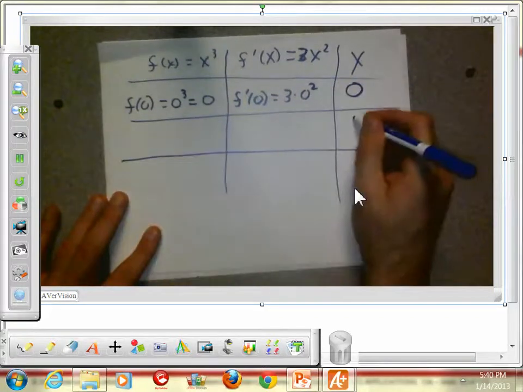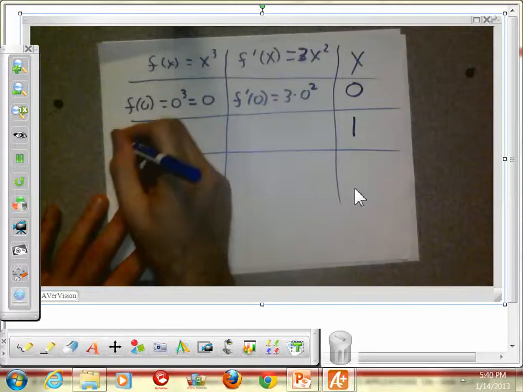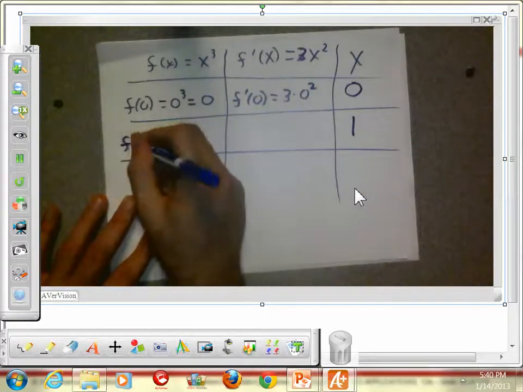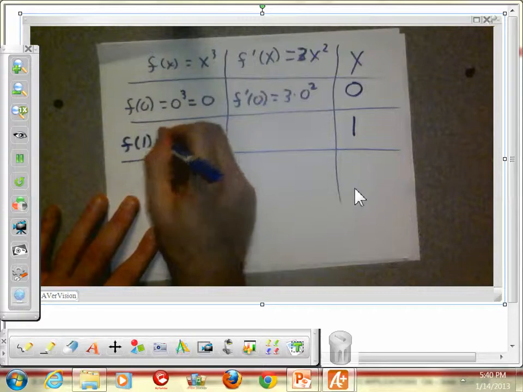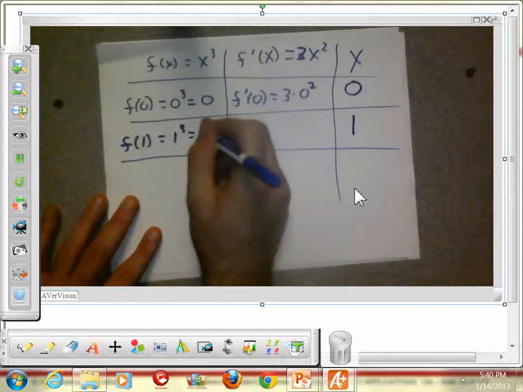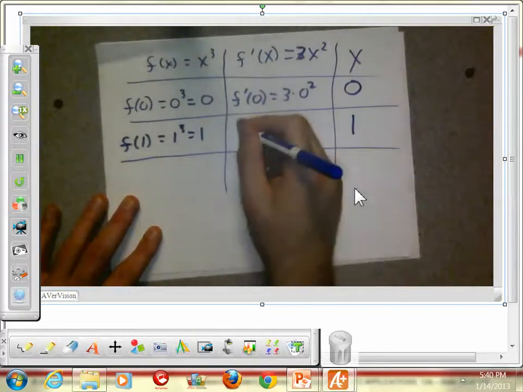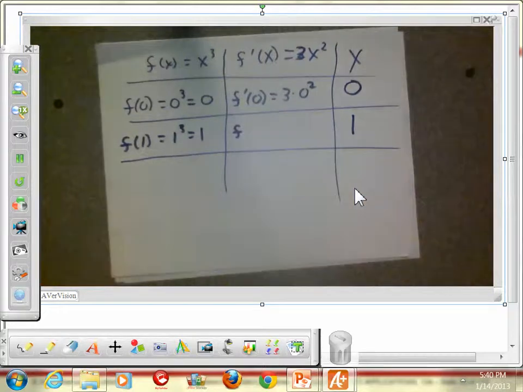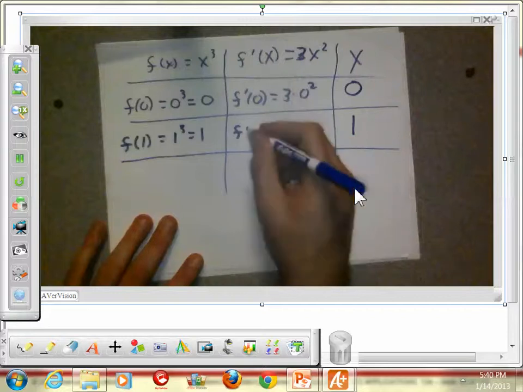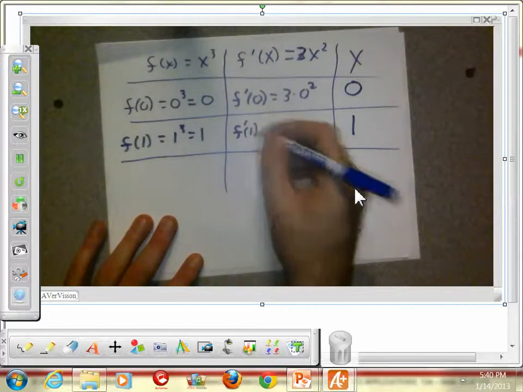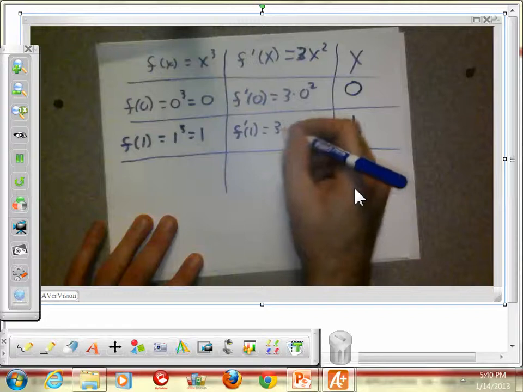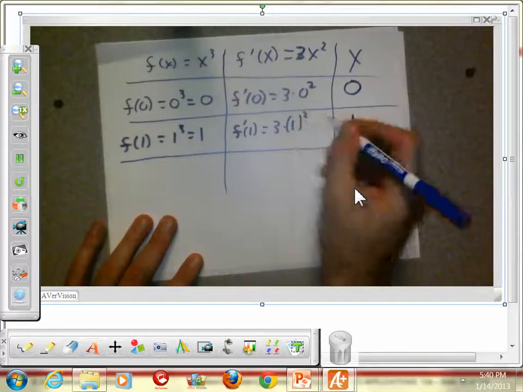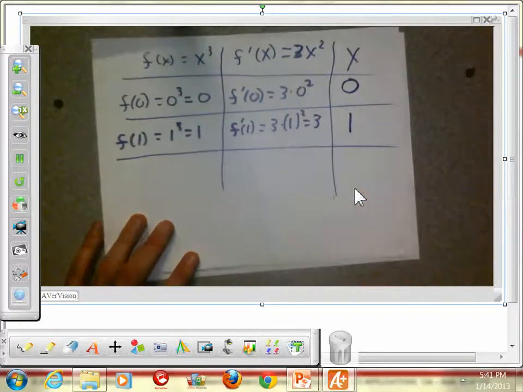Well, what if x is 1? Well, if x is 1, the value of the function f of 1 is equal to 1 cubed, which is equal to 1. A measure of how fast the function is changing when x is 1 is given by this formula up here. So f prime of 1 is going to be equal to 3 times 1 squared, which is just 3.